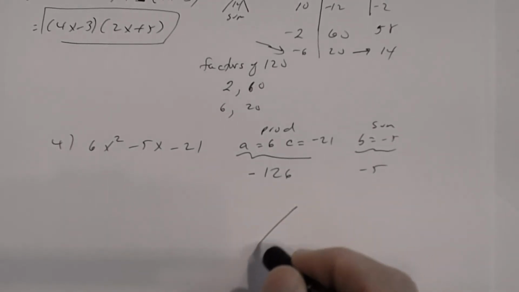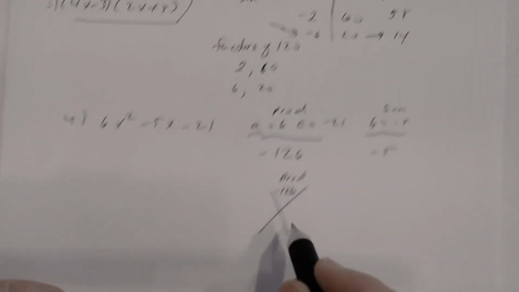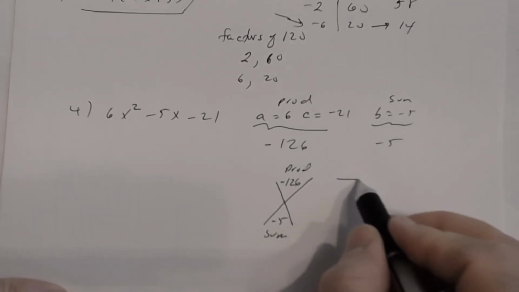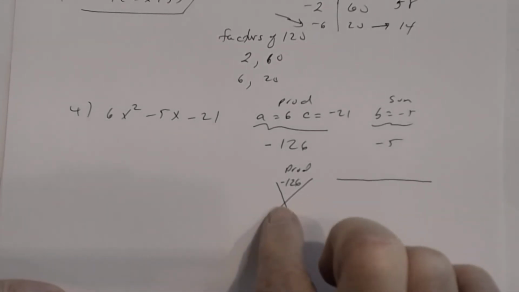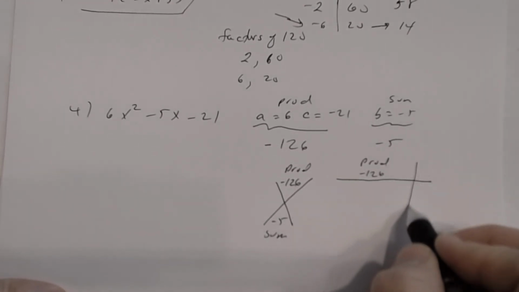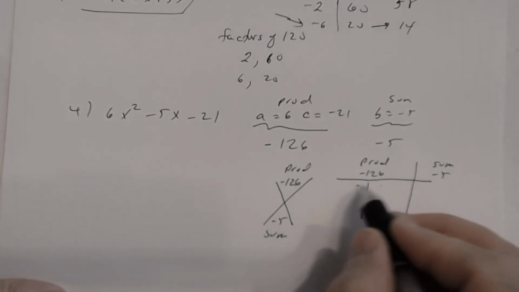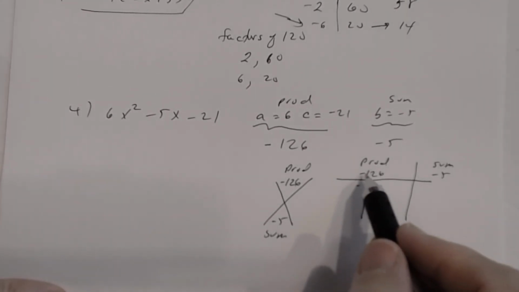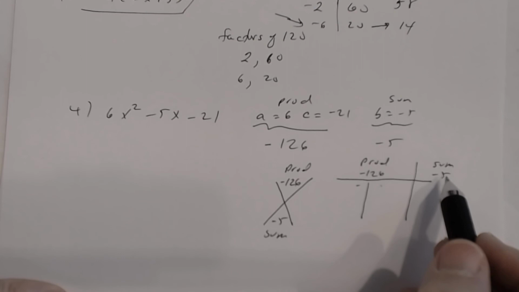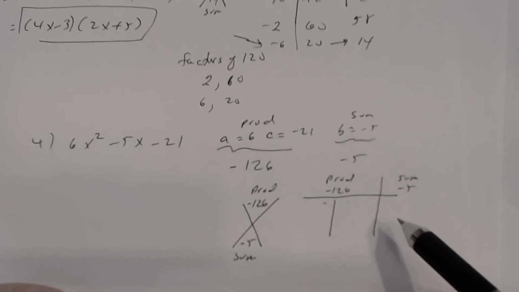So we're going to find two numbers whose product is negative 126 and whose sum is negative 5. Okay, so I'm using a table to help me. I want the product to be negative 126, and I want my sum to be negative 5. And so I want to find two numbers whose product is negative 126. So notice the product's negative. That means one's positive, one's negative. And you want the sum to be negative, right? So this time you want the sum to be negative. Here, the sum was positive. So you want the sum to be negative this time.